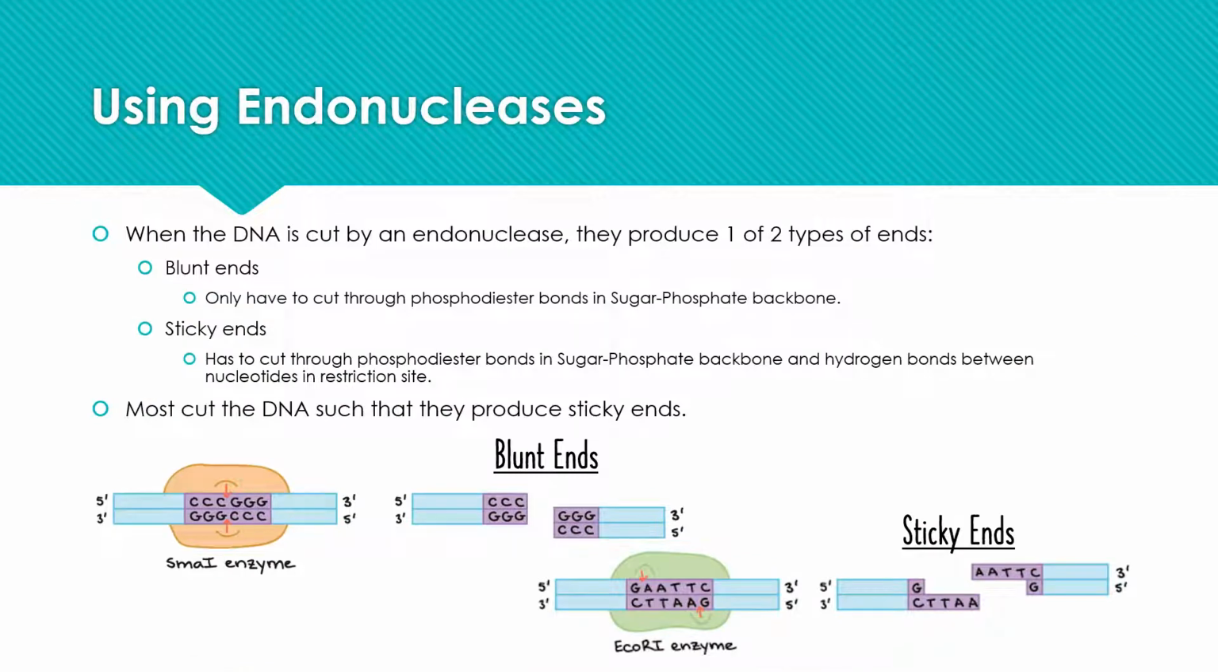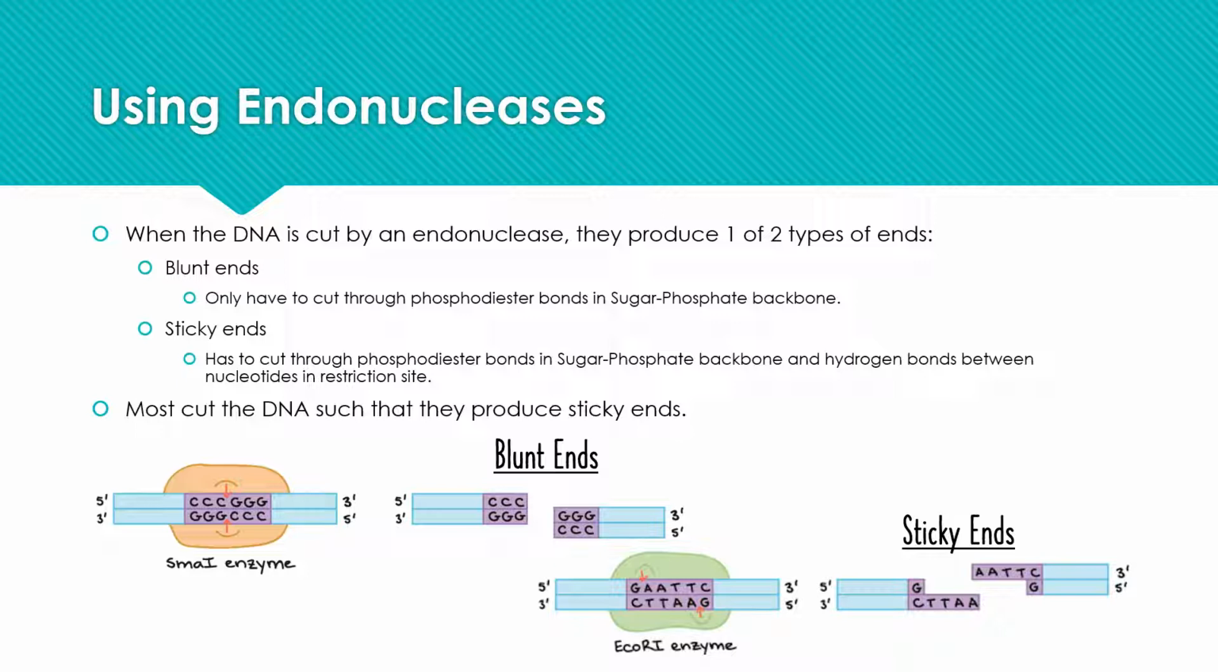So when you use an endonuclease, like I was saying, they produce one of 2 types of ends, either a blunt end or a sticky end. Now, most endonucleases actually cut the DNA in such a way that they're producing sticky ends. The EcoRV or EcoR5, it cuts it in such a way that you get a blunt end. That's where it just cuts straight through and there's no overhang.